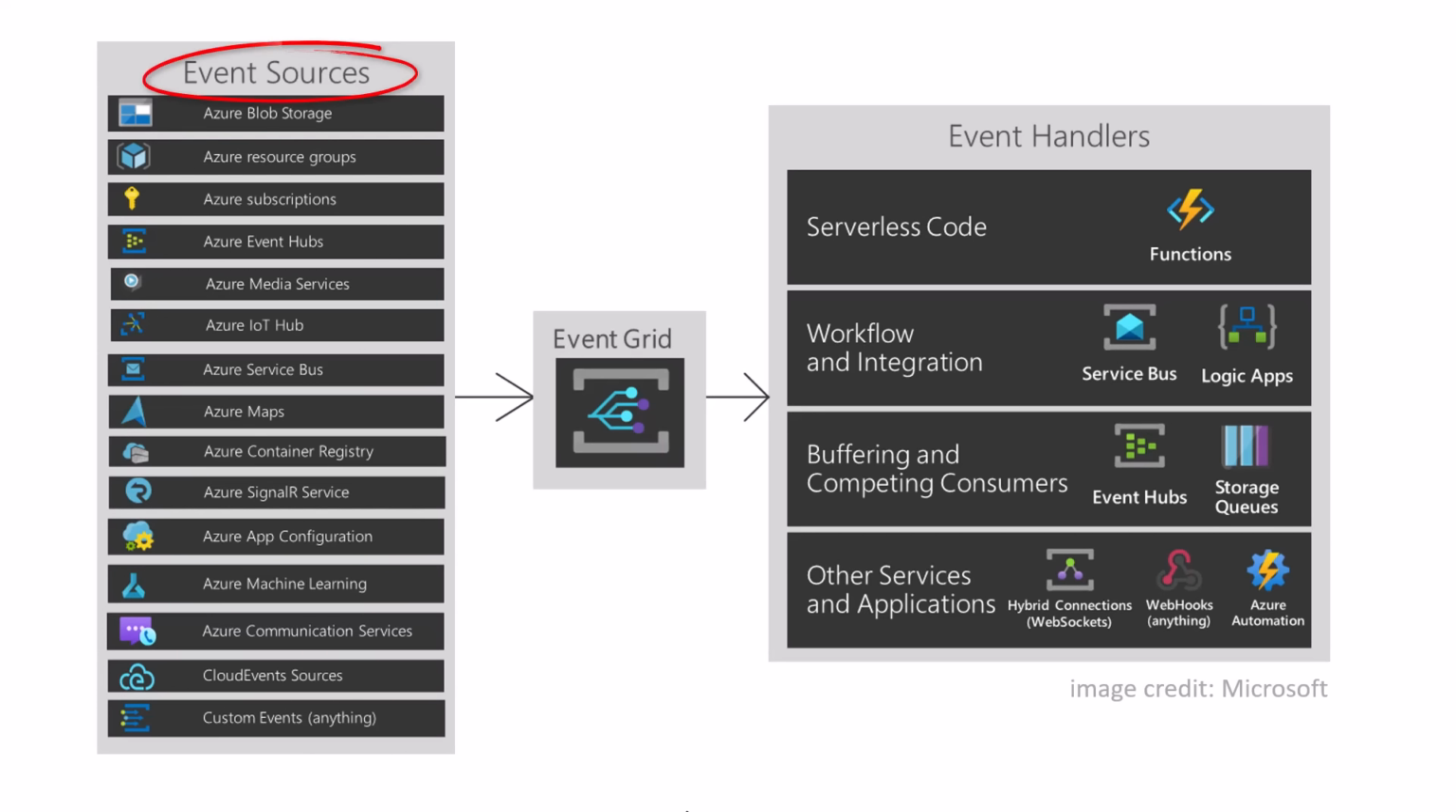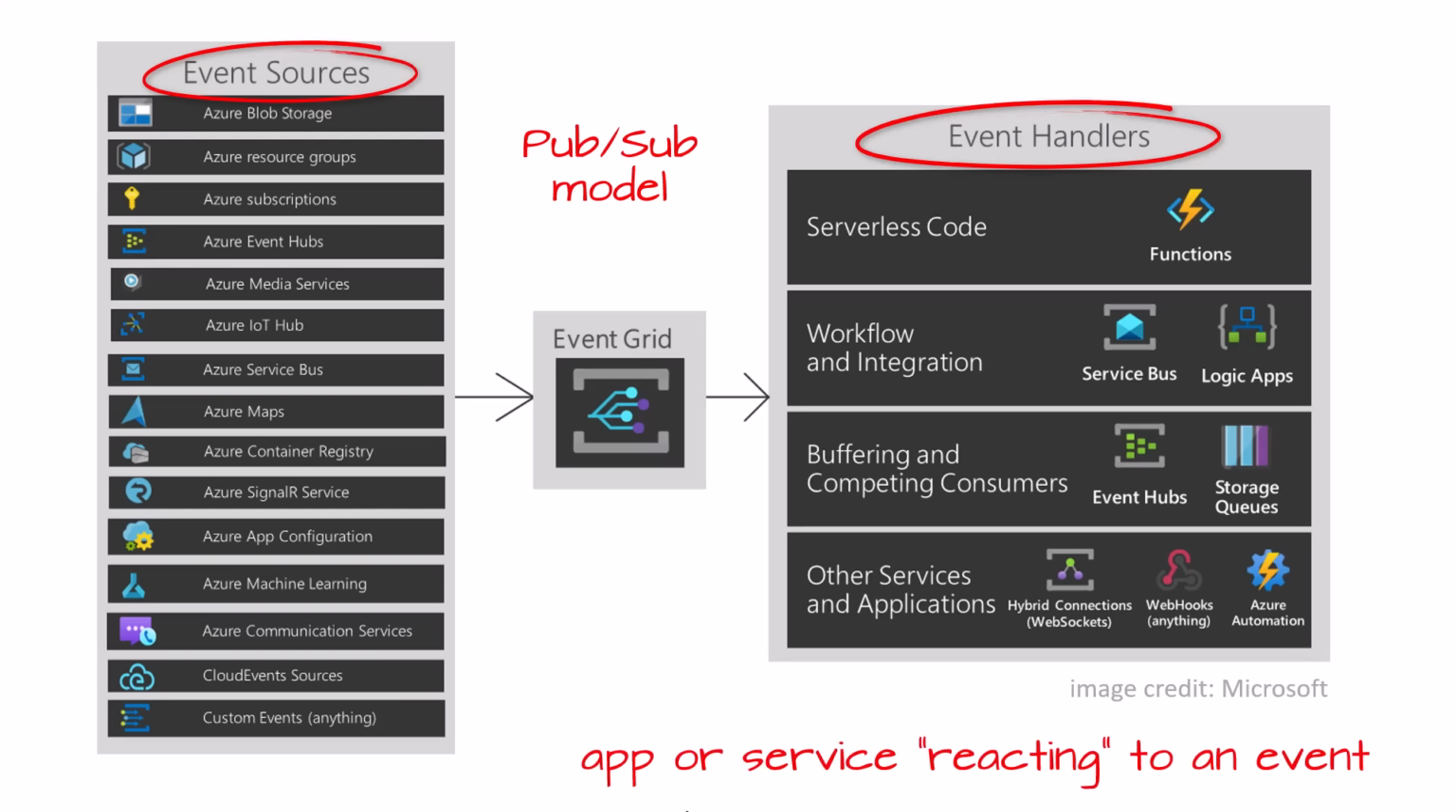So on the left side, we have event sources. So we might have events from IoT devices or in machine learning or our containers. And Event Grid will push those events over to event handlers where we can take action on those events, like in Azure Functions or Logic App, for example. It's what we call implementing a pub-sub model. An app or service is reacting to an event. When you're creating an application model like this, it's often called reactive programming.